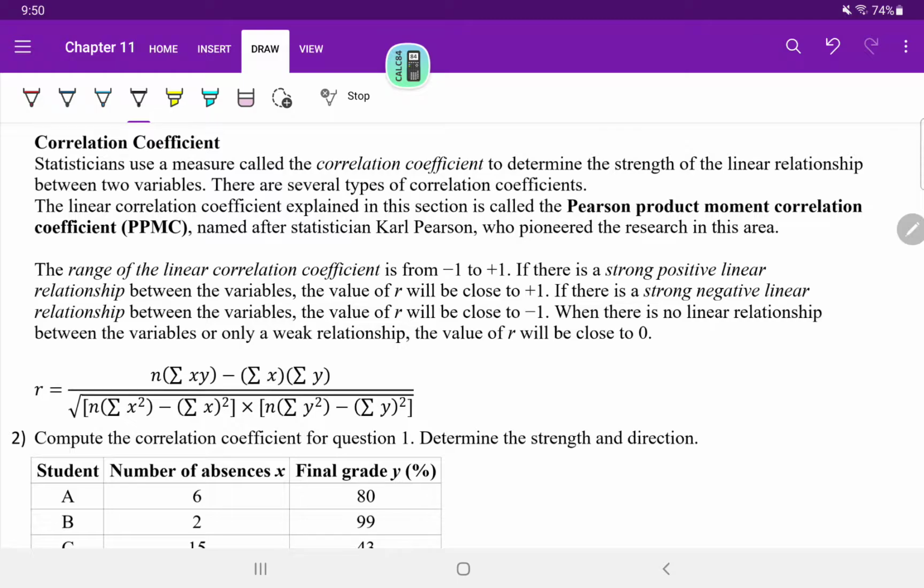Now, the correlation coefficient. Statisticians use a measure called the correlation coefficient to determine the strength of a linear relationship between two variables. There are several types of correlation coefficients. The most famous one that we're going to use is what is called the Pearson's product moment correlation, PPMC. And that is named after the statistician Karl Pearson.